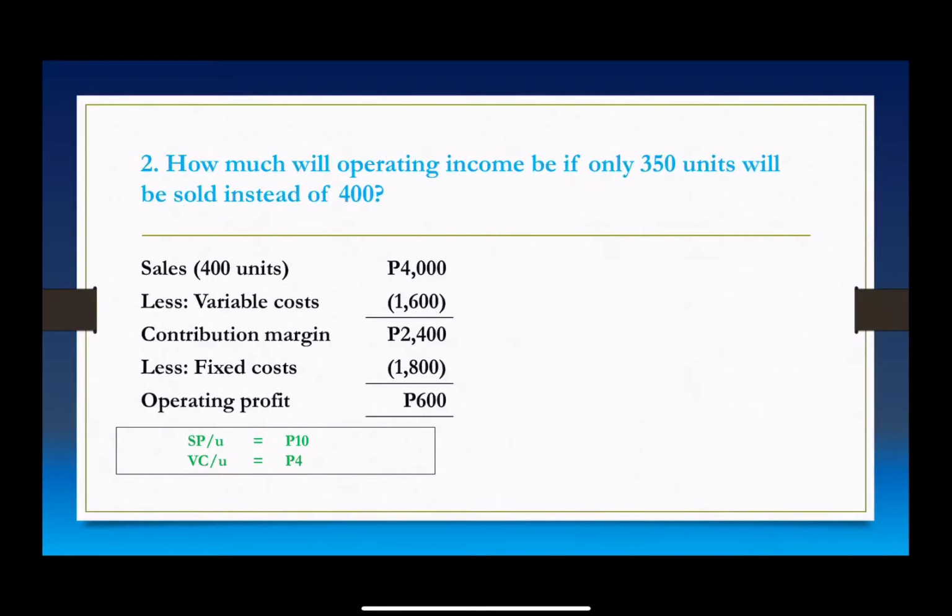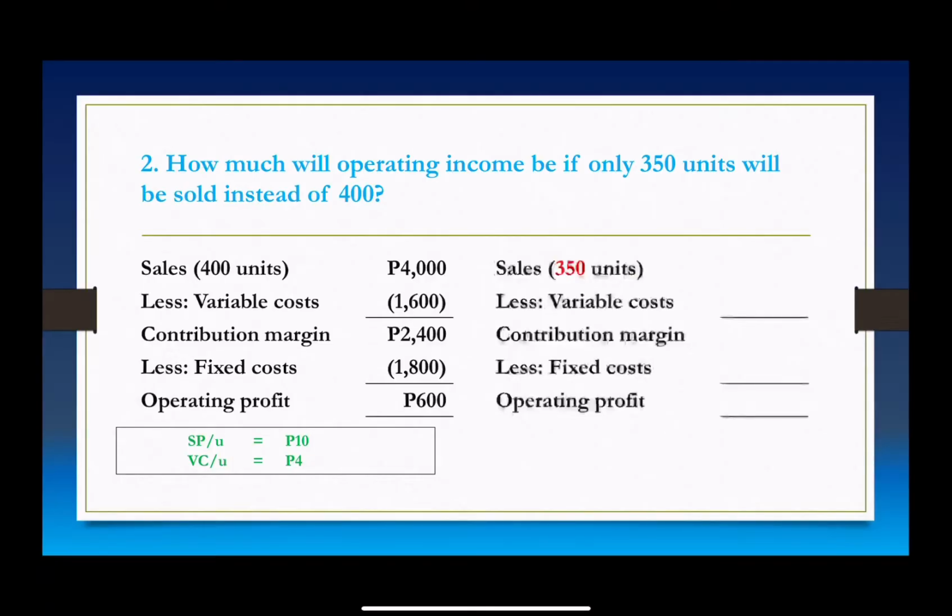To answer question number 2, how much will operating income be if only 350 units will be sold instead of 400 units? You can solve it individually. Let's start with sales. This is 350 units multiplied by 10 pesos, that will give us 3,500 pesos. Next, for the variable cost, 350 units times 4 pesos, it will be 1,400. So the difference between the 2 is your contribution margin, amounting to 2,100.